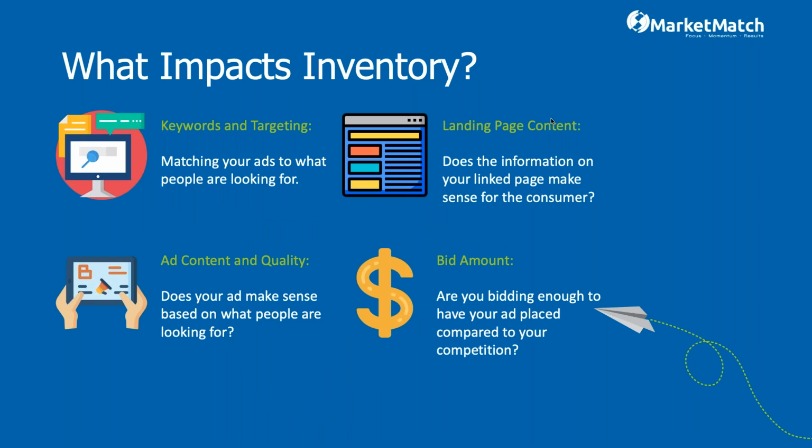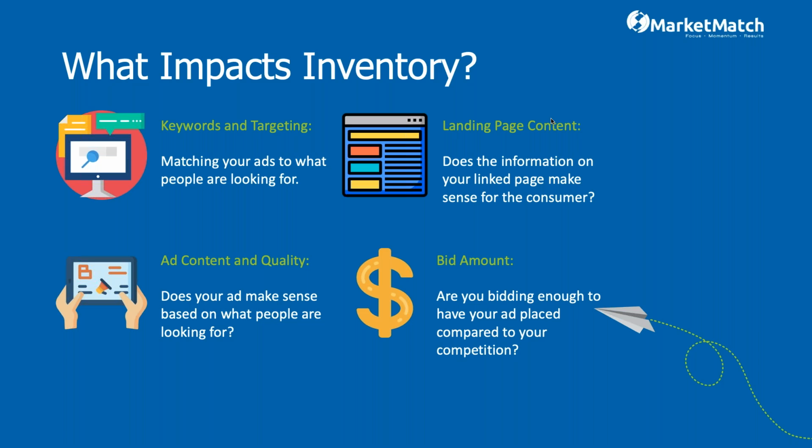Well, there are four main components. There are obviously going to be a lot of little different things, but these we can narrow down to the four main components of ad inventory. So the first is keywords and targeting, matching your ads to what people are looking for. Now, this doesn't just apply to search. This also applies to display advertising, social media advertising, what have you. But if we're looking for a specific consumer or demographic group, this is where that targeting comes into play.